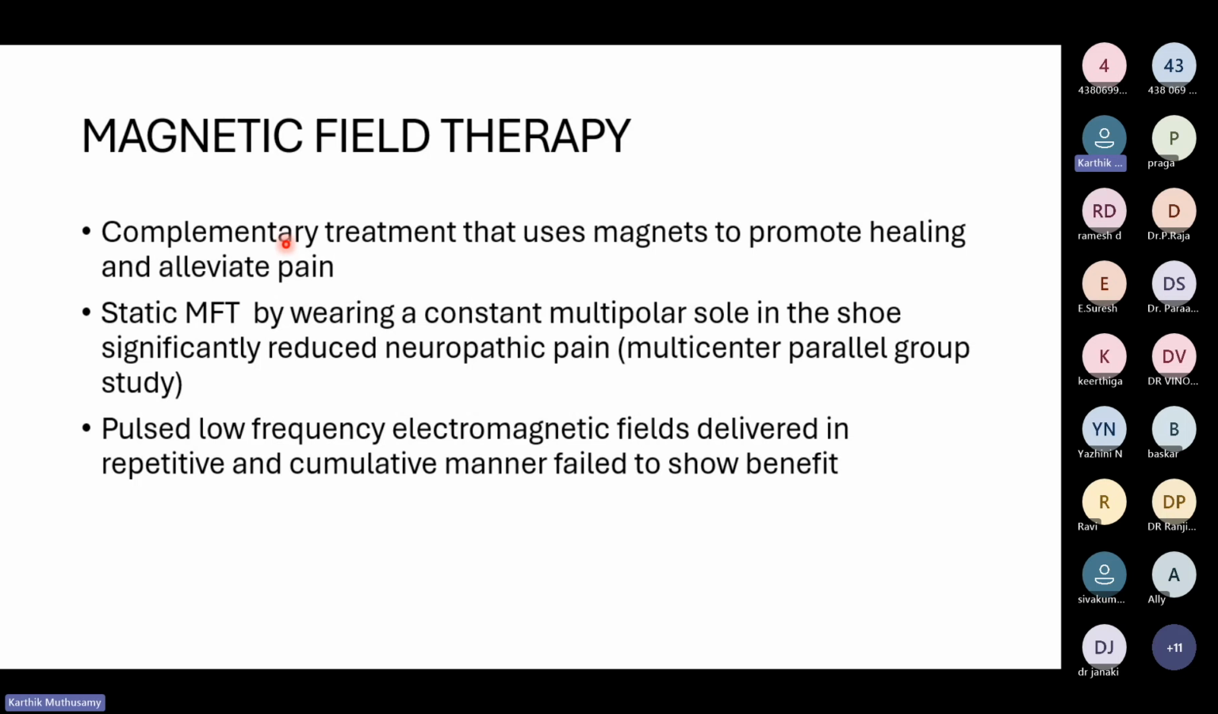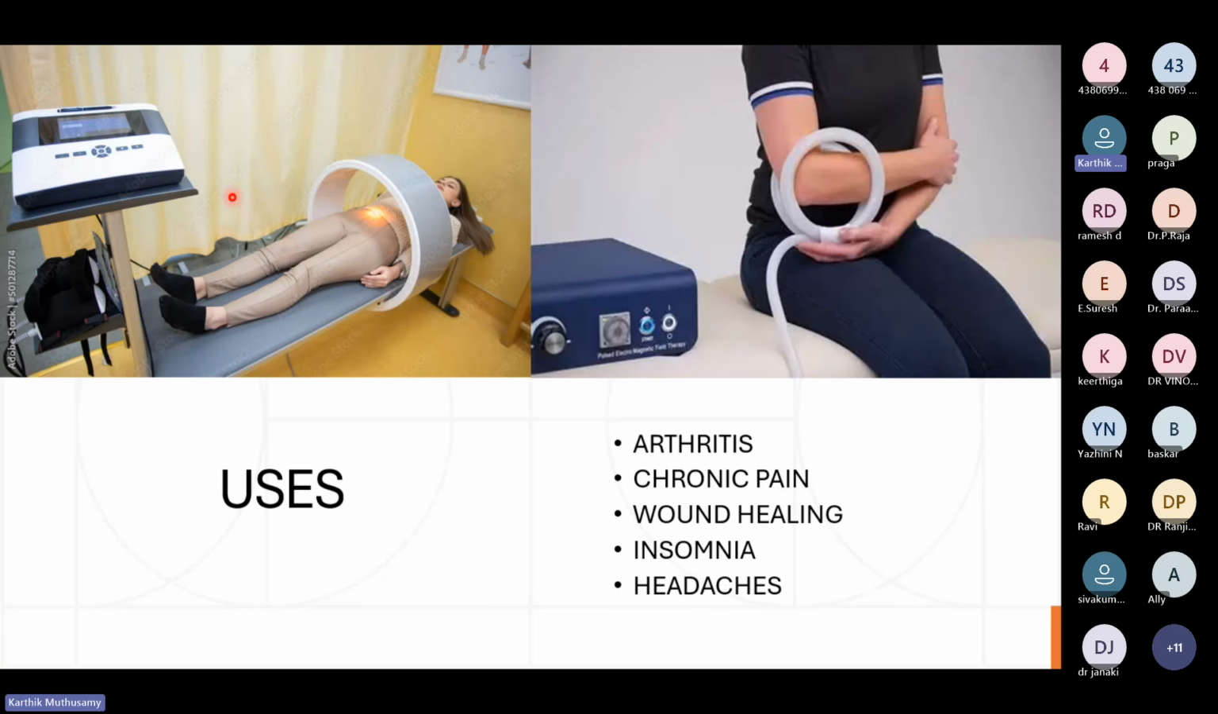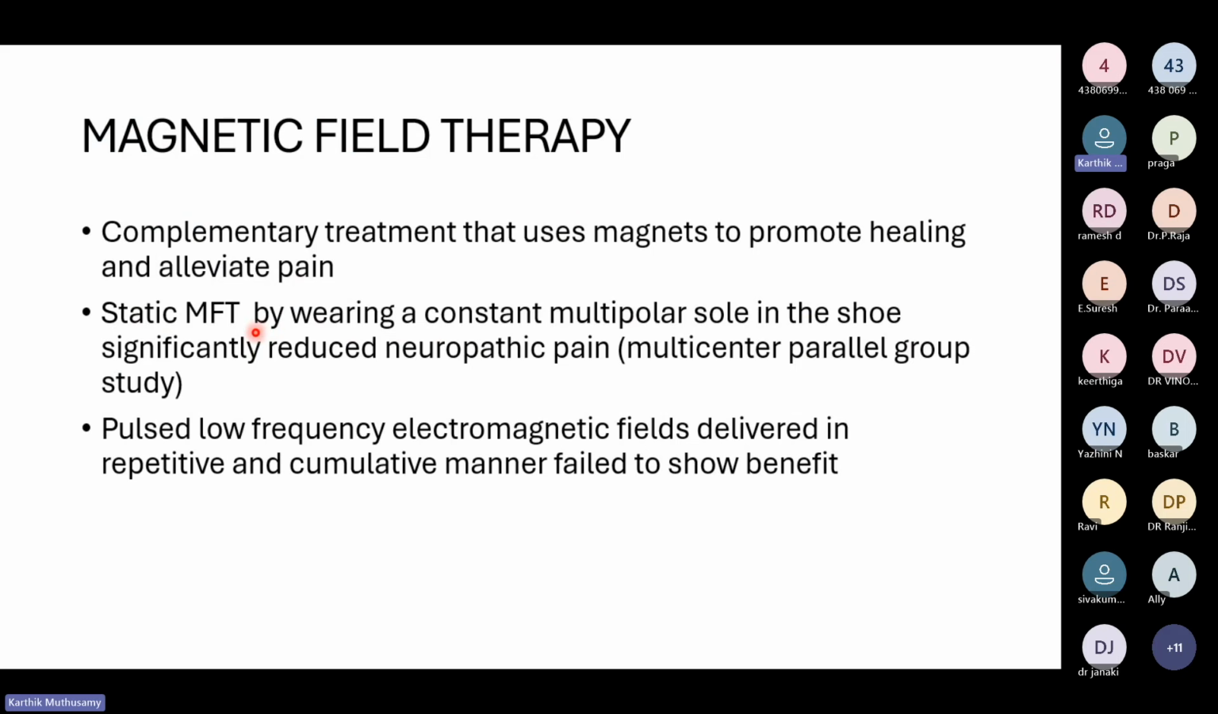There are two types of magnetic field therapy. One is the pulsed electromagnetic field therapy. The other one is static magnetic field therapy. Among the studies under trial, static magnetic field therapy has shown some benefit in reducing neuropathic pain compared to the pulsed low frequency electromagnetic fields.